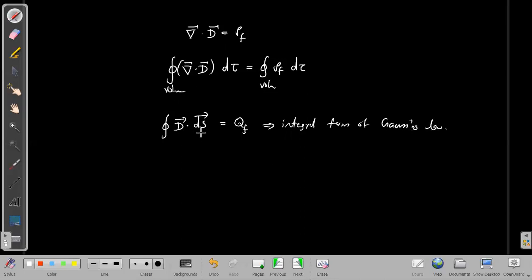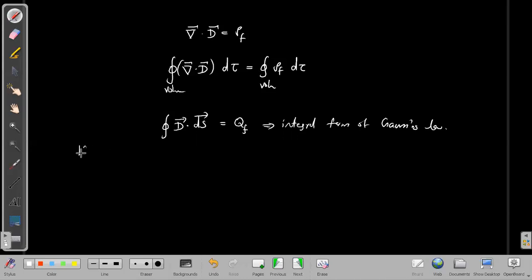So remember, there is no direct formula for D. There is no formula like Coulomb's law to find the electric displacement. But we can find the electric displacement if it has some kind of symmetry. That is why this equation is useful to find D in terms of free charges if it possesses some symmetry.